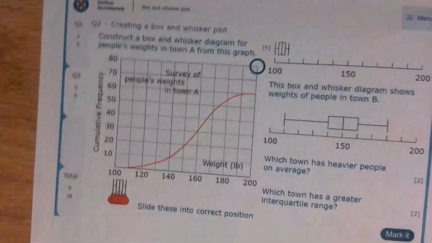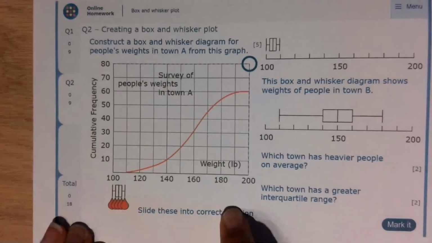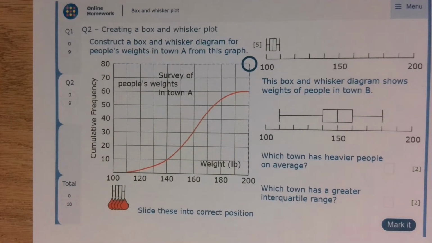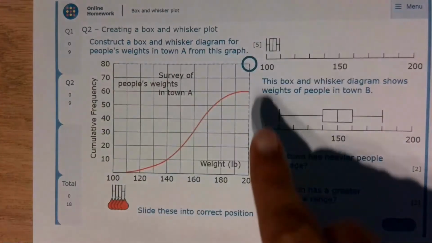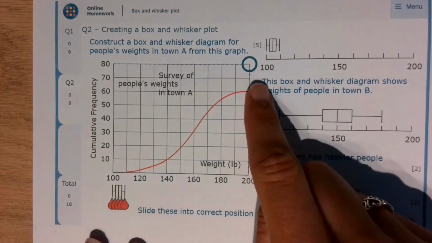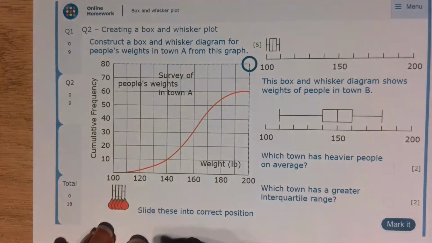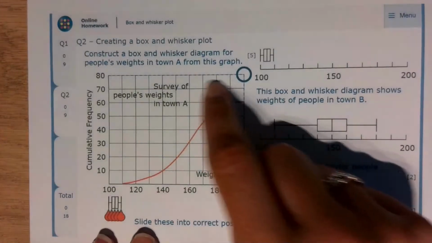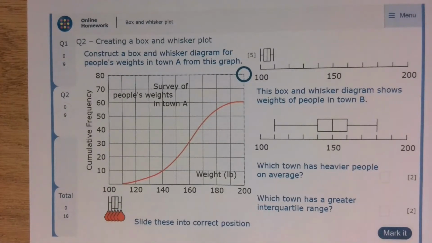This is one of those questions that's really easy to do on a computer, but I can't slide these. So the idea is that we use our cumulative frequency graph, which always looks like a children's slide. So it should start off a little bit shallow and then go steep and then go shallow again at the bottom. Some of them look more like death slides, but they should always be nice and smooth. Try and draw them smoothly in an exam.